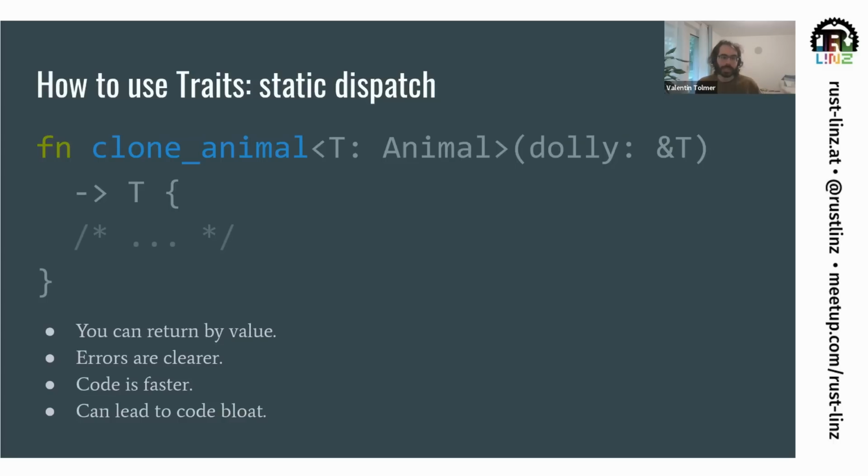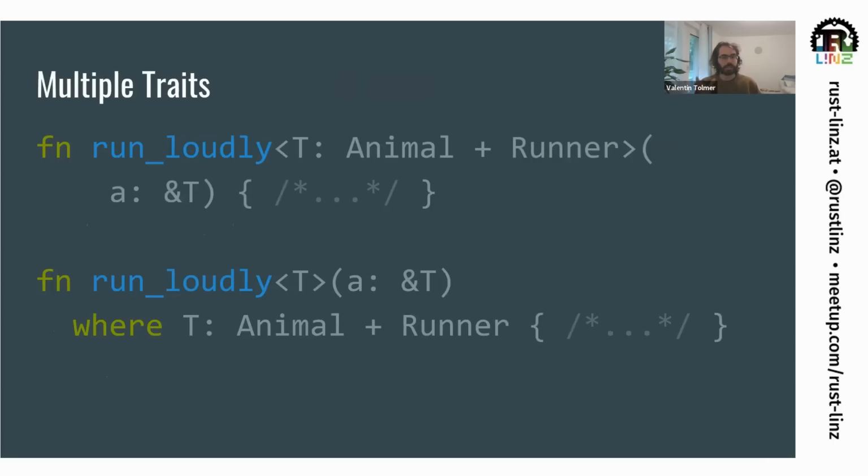So for static dispatch, you can have a constraint. You can have multiple constraints on the type. So for instance, you can say that T has to be an animal and a runner, so that you can use both cry and run. And you can either specify the constraint when you declare the type argument, or after declaring the function and the return type in the constraints below. It's just syntax, both are equivalent.